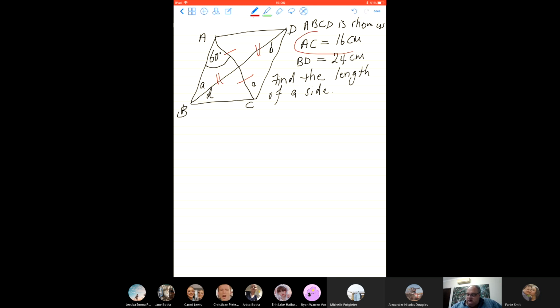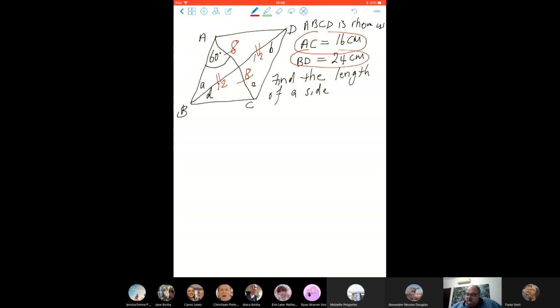Okay, but now wait a minute. They told me that AC is equal to 16. So if AC is equal to 16, then this must be equal to 8, and this must be equal to 8. I also know that this side is equal to this side here, but they told me that BD is equal to 24. So then this has to be 12, and that has to be 12. If I didn't know that the diagonals of a rhombus bisect, I wouldn't be able to do this question. Okay, still doesn't help me, because I still need to find the length of one of the sides.